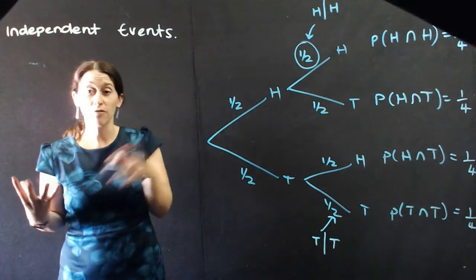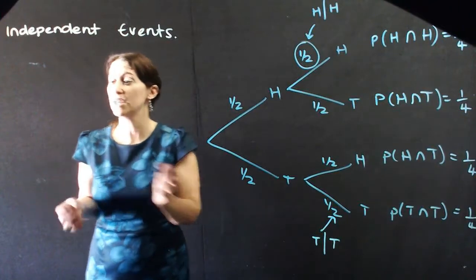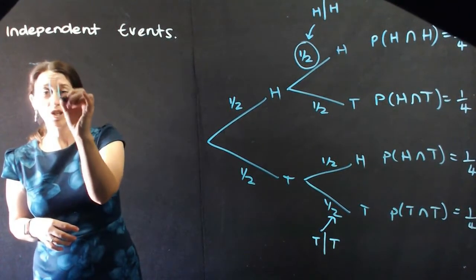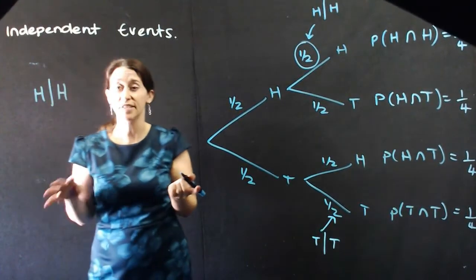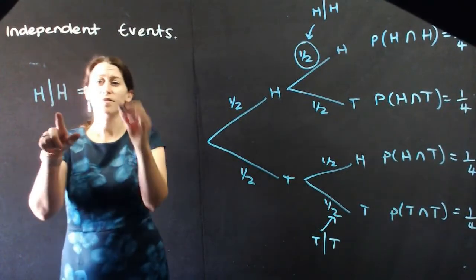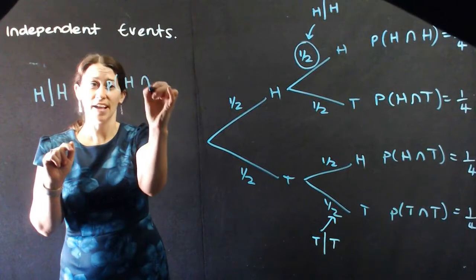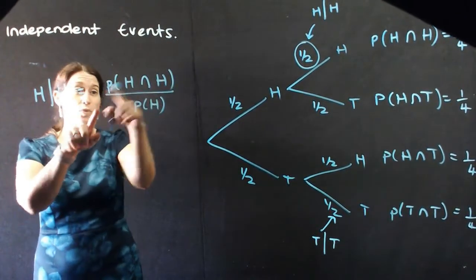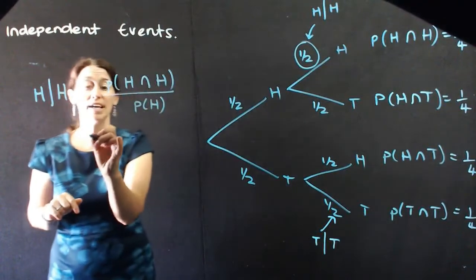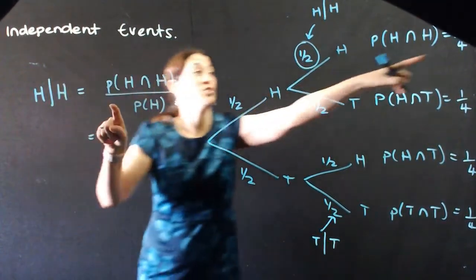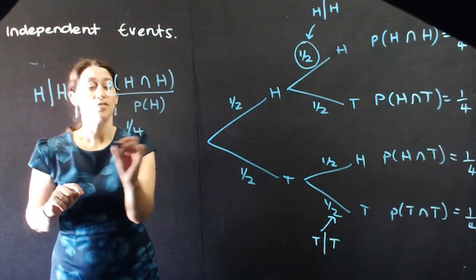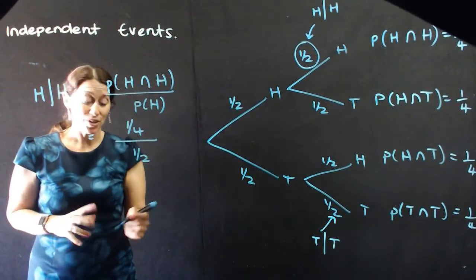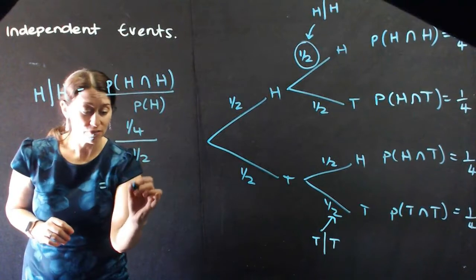Now, we also know from the conditional probability video that there's a formula for given conditions. So if we want to use the formula for conditional probability, we know that it is the probability of getting a head and a head divided by the probability of getting a head. So let's have a look at what that would come out to using the numbers on here. Probability of head and head is 1/4, divided by just the probability of getting a head, which is a half. 1/4 divided by a half is 1/2.